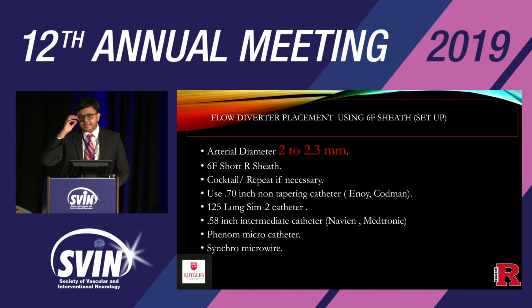So what's my setup? We always use ultrasound to measure the artery. And if the artery diameter is between 2 to 2.3 millimeter, especially in young females, they go into spasm very, very quickly. I usually put a 6-French short sheath. I do cocktail, 200 of nitro and 2.5 verapamil. I repeat it if I see a spasm. I always do a run before going into the brachial. I like to use a non-tapering catheter, Envoy, but you can use a Benchmark also. That works fine. I don't exchange.